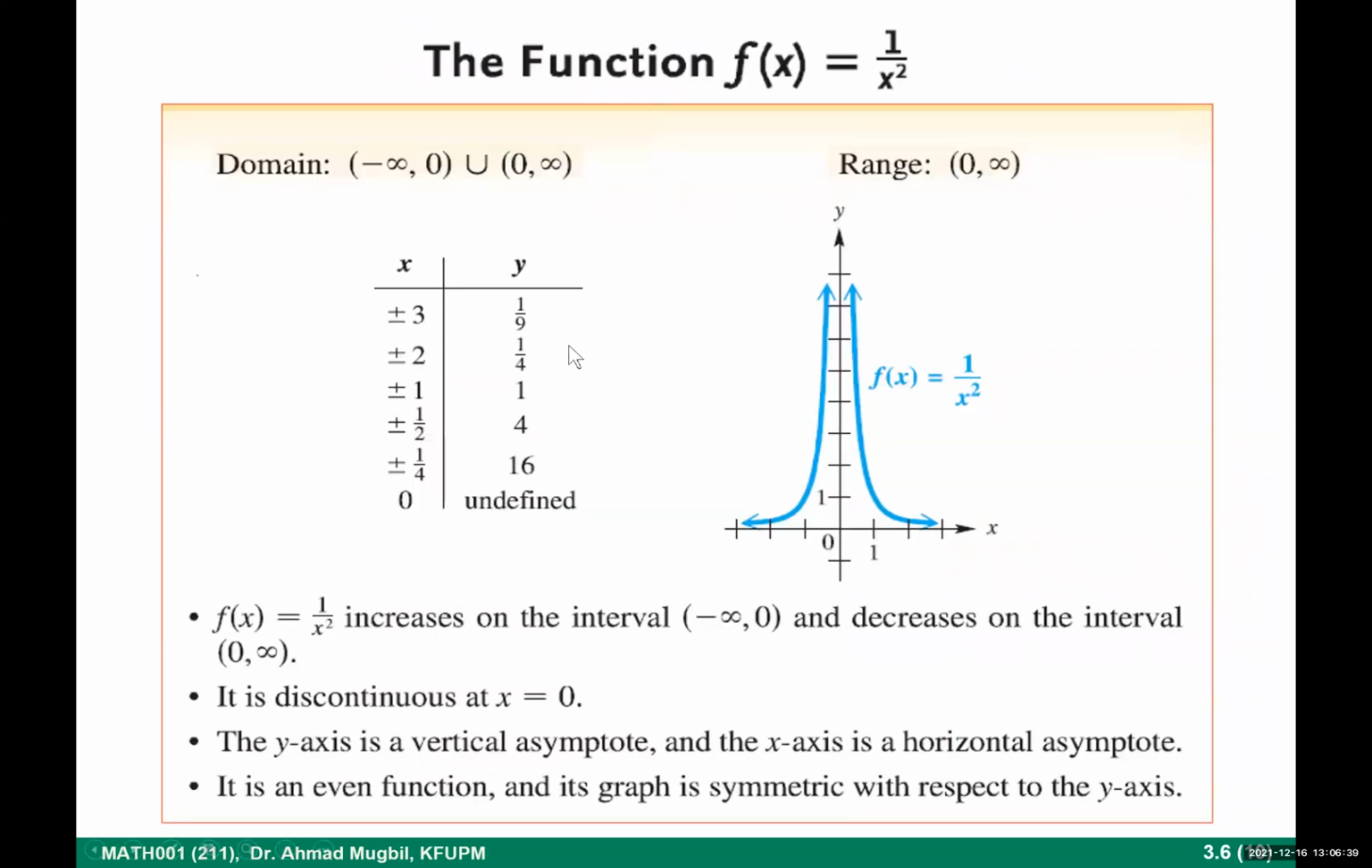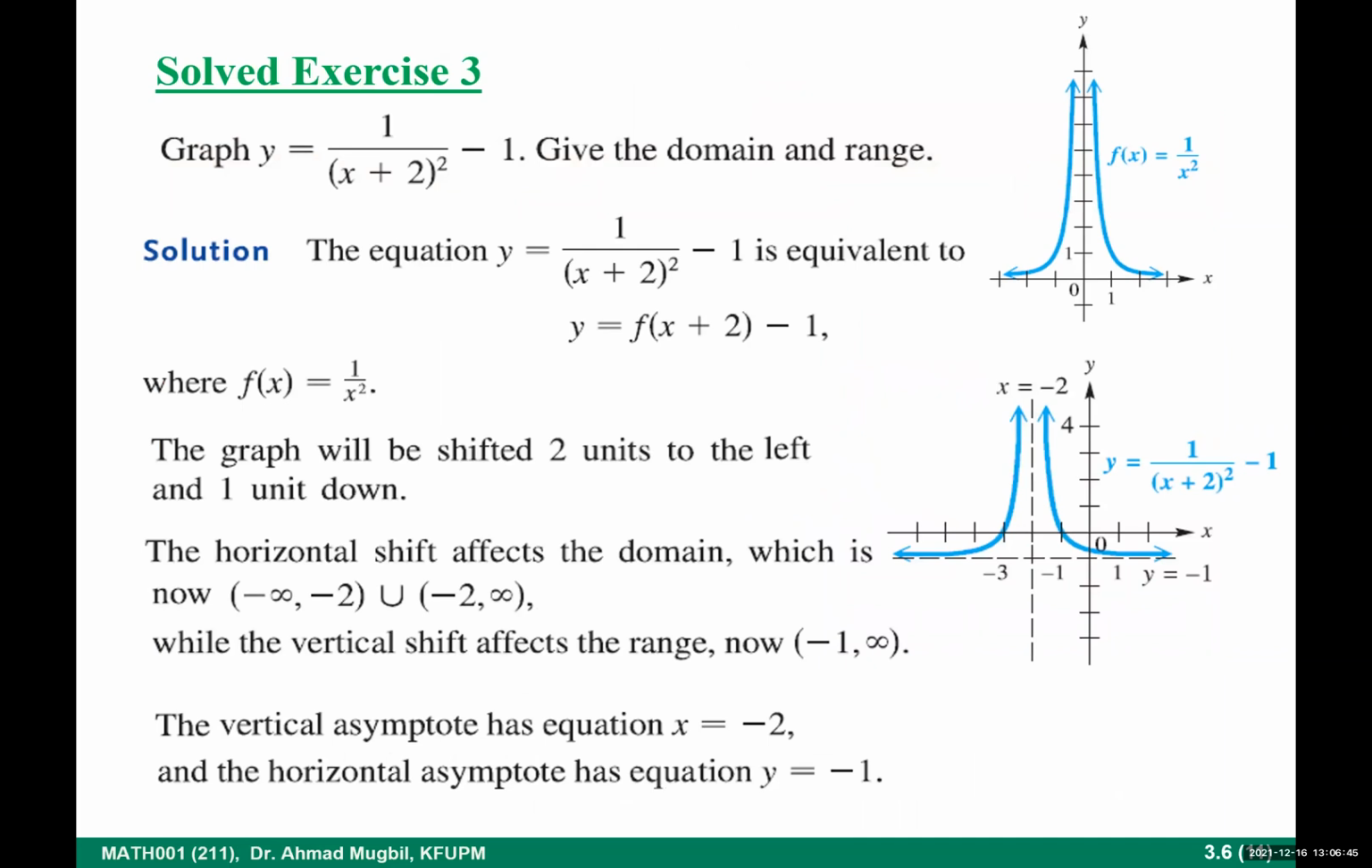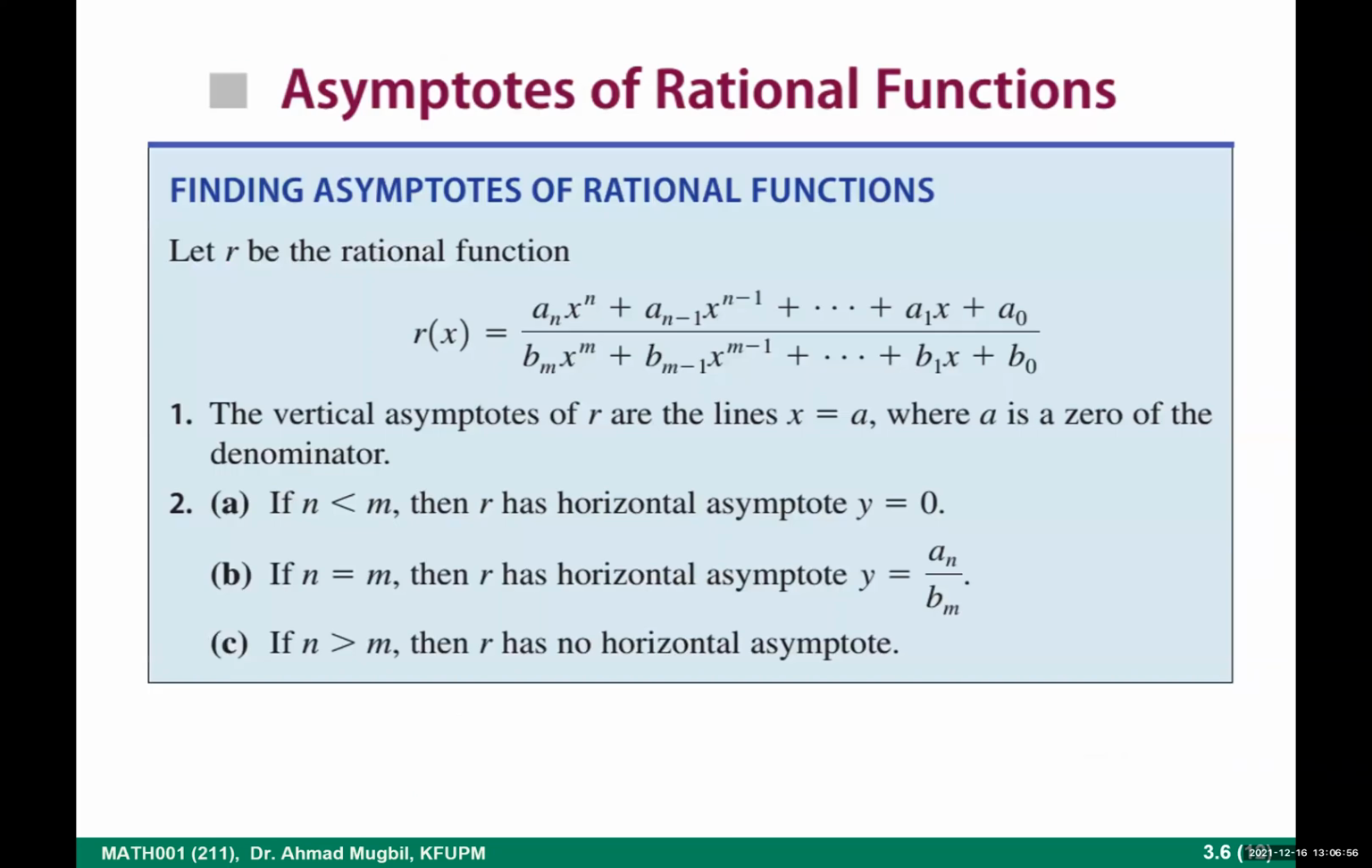Also, in the previous class, we studied the function 1 over x squared. Its graph is this way, and it can be used to obtain other graphs like this one. It is coming from shifting 1 over x squared to the left 2 units and then down 1 unit. Now, today, our class starts from here.